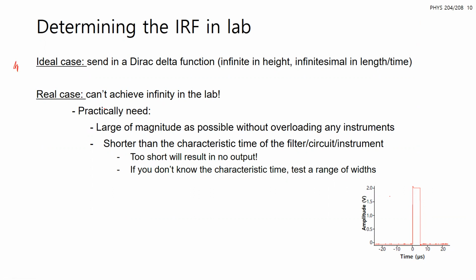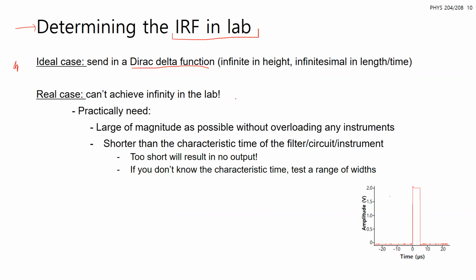Okay, so I was saying, I think you guys are going to get into part 3 in lab tomorrow, and a big part of that is trying to determine and measure the instrument response function in the lab. In previous lectures, we said a great way to do this is to send in a direct delta function. And we defined, when we were talking about Fourier transforms, that a direct delta function will be infinite in height and infinitesimally small in the length or the time.